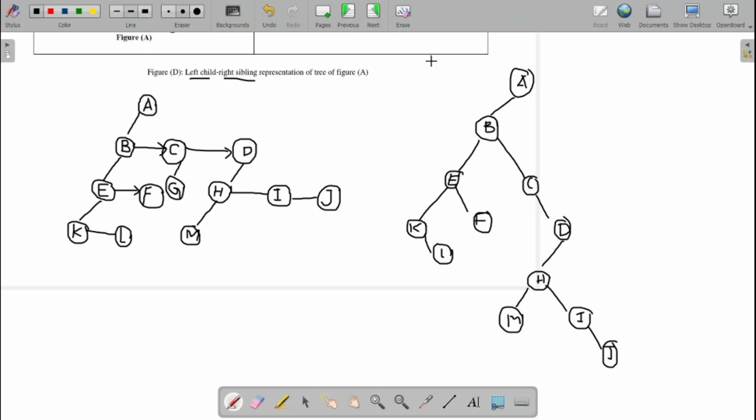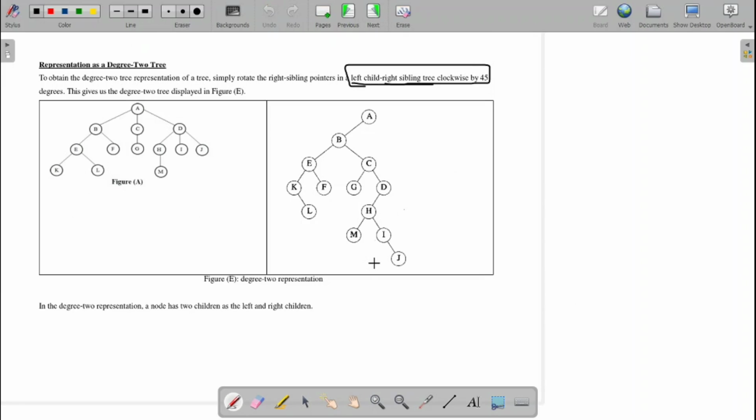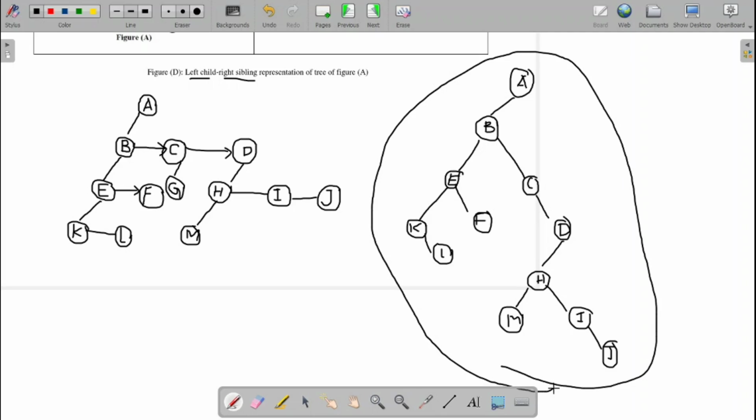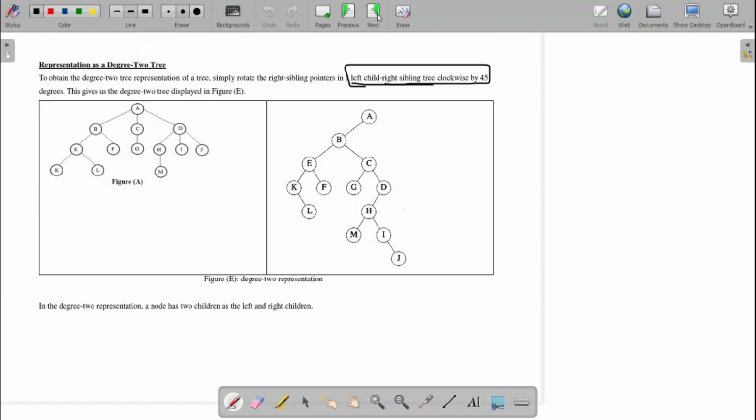Right? Which tree is this? That is a degree 2 tree. So you can observe over here, the same thing you can get. It is a left child right sibling tree; you rotate clockwise by 45 degrees, which yields the degree 2 tree. It's a simple concept. Either you can write the left child right sibling tree and from there construct the degree 2 tree. This is one method. And the second method, you can directly construct the degree 2 tree.